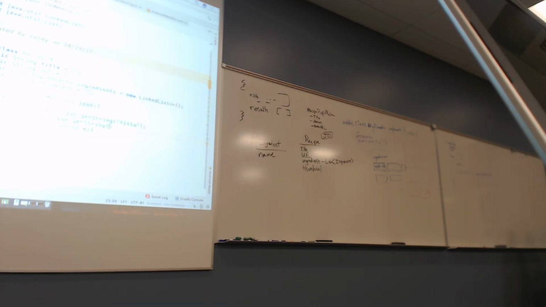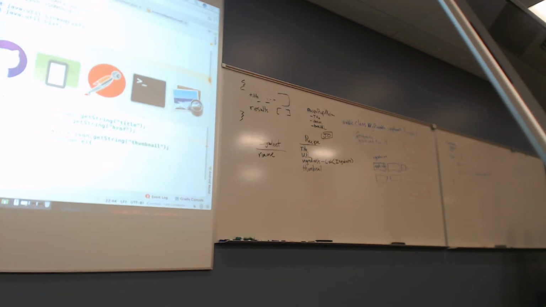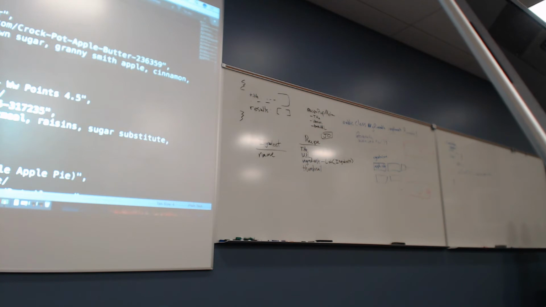JSON.get whatever data type it is, so get string, except skip over ingredients for now. So URL, and then we do this dot thumbnail equals JSON.get string thumbnail. This needs to be href actually for the URL. So it's title, href, ingredients, and thumbnail.